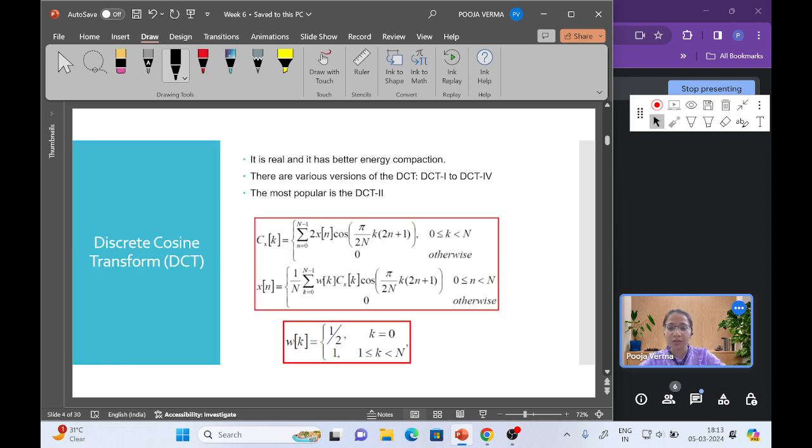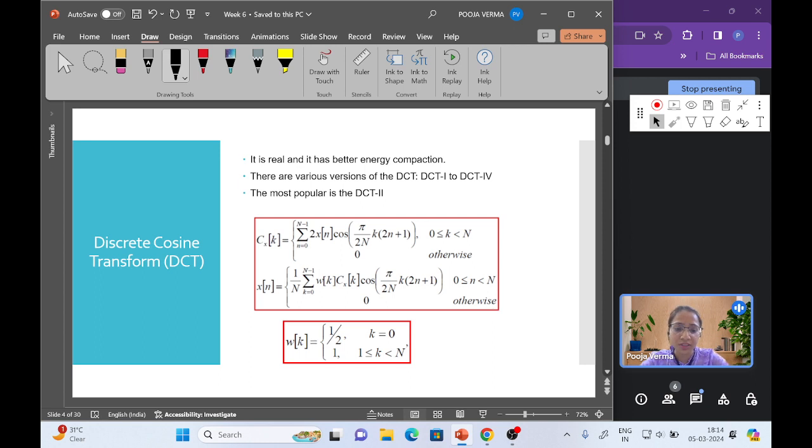Next is the discrete cosine transform. The discrete cosine transform is nothing but a part of the discrete Fourier transform; we just take the real part of it. So it is real and it has better energy compaction. Here we eliminate the imaginary part, so it performs better. There are various versions of DCT, that is DCT1, DCT2, DCT3 and DCT4, but the most popular is DCT2.